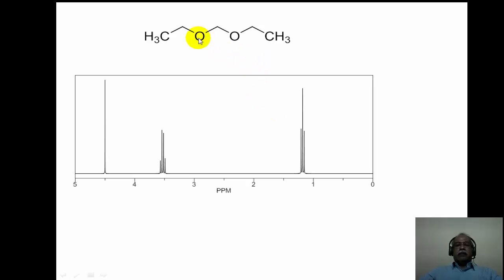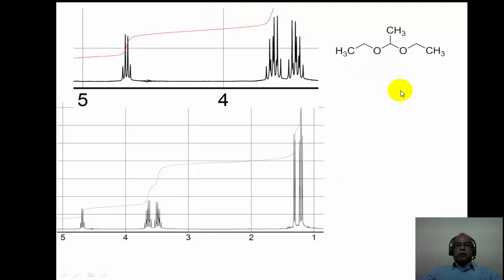Let us see another example. This is a diethyl diether that is shown here. The ethyl groups appear as a simple quartet and a triplet in the NMR spectrum, and this methylene group appears as a singlet around 4.5 ppm. Let us see what happens to the spectrum when you introduce a methyl group at this position, and how complex the NMR spectrum becomes. This is the NMR spectrum of the diethyl acetal of acetaldehyde.